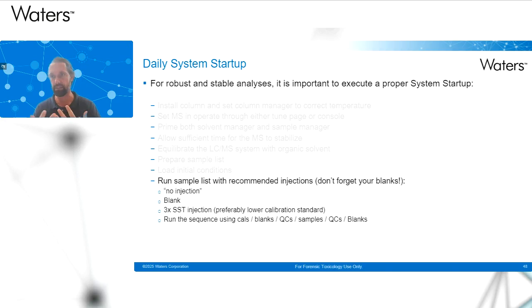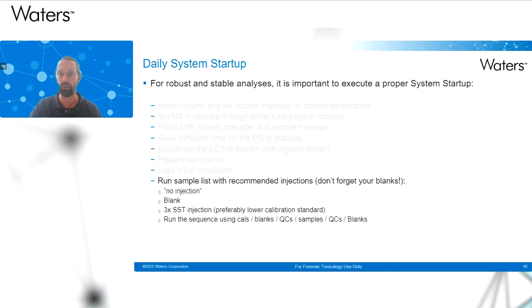Try to see if that SST injection, you can work with trend plot for that. Try to see how that injection aligns with previous injections in terms of retention time and peak areas and peak widths and ion ratios and stuff like that. And when that is all looking fine, then it's time to start running the entire sequence with the calibrators, a blank, QCs, blank, samples, QCs, and again, blanks.